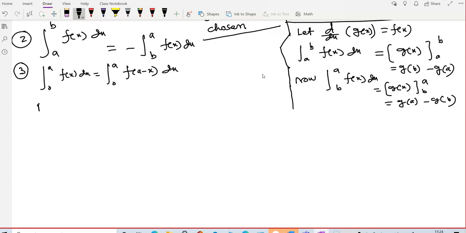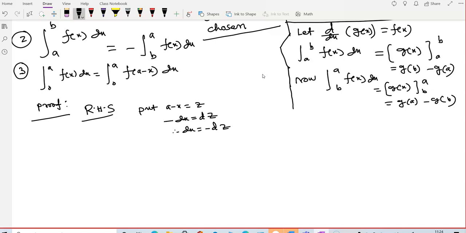I'm proving this. This may come in a board exam also. It came already, but in different form. See how to prove it. We start with the RHS. Put a minus x equal to z. So minus dx equal to dz. dx will be minus dz. So the RHS going to be, another thing, here it will be in terms of z, we must change the limits.